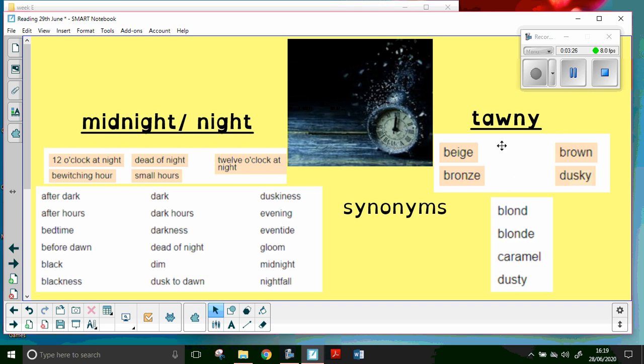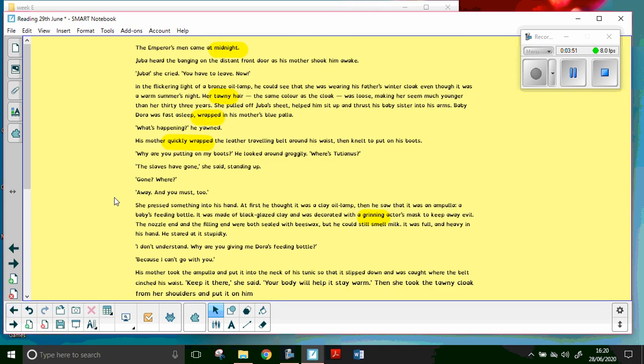Again, I put tawny and it came up as a beigey colour, a bronzy colour, a brown, maybe a dusky brown. And there are variations of that, and tawny can be a type of blonde, tawny blonde hair, caramel, dusty. So they're all lovely words which you could use as well. Her tawny, caramel hair. So let's see if they fit. Her caramel tawny hair, the same colour as her cloak. So that fits as well. So we could use that if we wished.